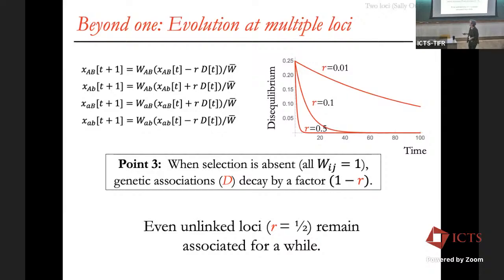Notice if there's no selection, this math is true for any sexual cycle, because there's no selection in the diploid phase, no selection in the haploid phase. We did a sexual cycle. So this doesn't depend on whether we're looking at haploids or diploids.